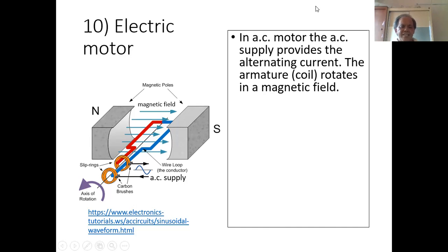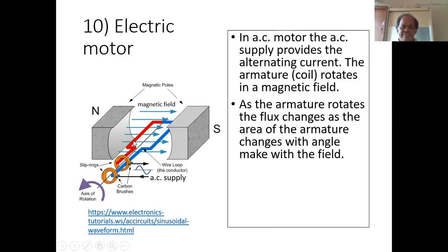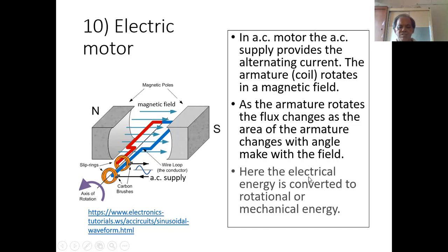Okay. In AC motor, the AC supply, that's your AC supply, the part there, now written down, provides the alternating current. Right? That's the alternating current, which is the next topic. The current will flow into the coil, so the coil will rotate. Right? Armature. Armature usually is the coil, but usually the coil is supported, that's why it's called armature. Rotates, the flux changes as the area. Remember, this area will be parallel to the field. But as it rotates, the angle changes, the area changes. So in this case, electrical energy converted into mechanical energy.